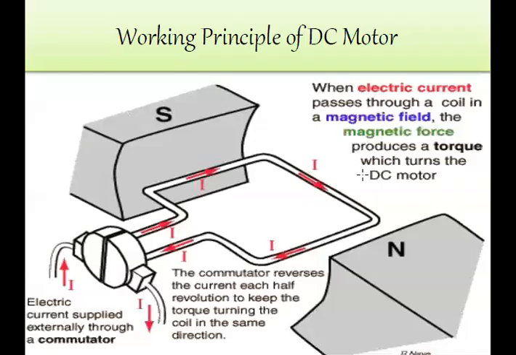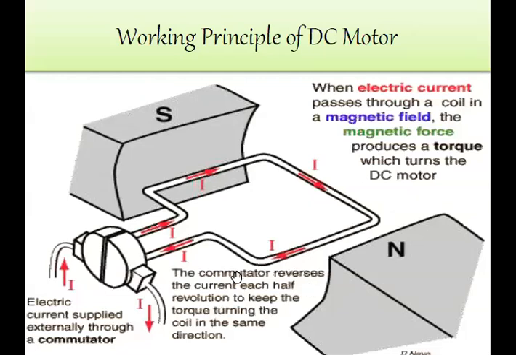Coming to the working principle of a DC motor, whenever you place a current carrying conductor in a magnetic field, it produces a mechanical force. Why? Because every current carrying conductor produces its own magnetic field around it. So when you pass current in one conductor and place it in another magnetic field, here you can see this is the north pole and this is the south pole. There exists a magnetic field between these two poles, in this direction.